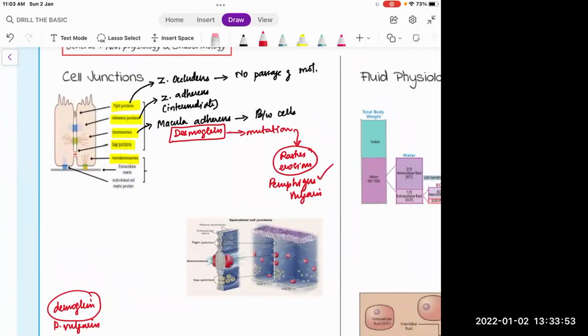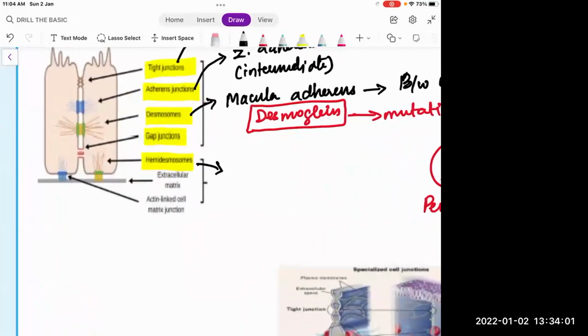And followed by desmoglein, you have the hemidesmosomes. Okay, so this hemidesmosomes, as you can see in this picture, this is a cell and it is attaching with the extracellular matrix. So this hemidesmosome is the junction between the cell and the extracellular matrix. It also has its own protein, but in case of any mutation or any other abnormality, there will be production of anti-hemidesmosomal antibodies.